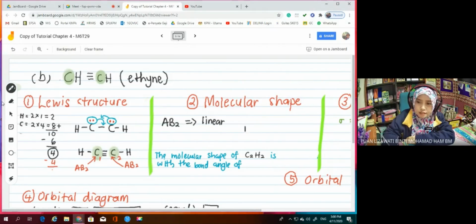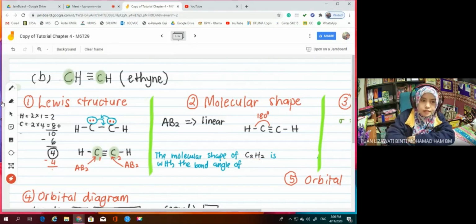Alright, actually we already drew the molecular shape for ethyne during the Lewis structure. Now we want to identify the bond angle here. The bond angle here is 180. Alright, and now you can write the explanation like this: the molecular shape of C2H2 is linear, with the bond angle of 180 degrees.